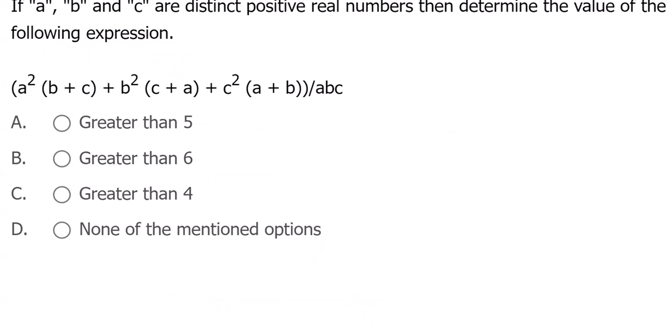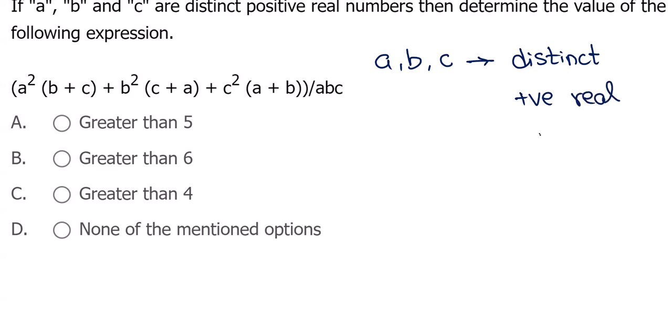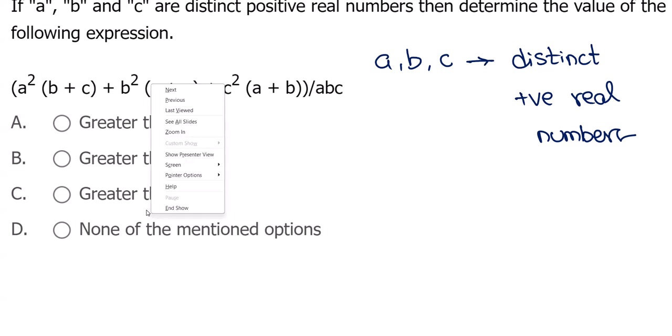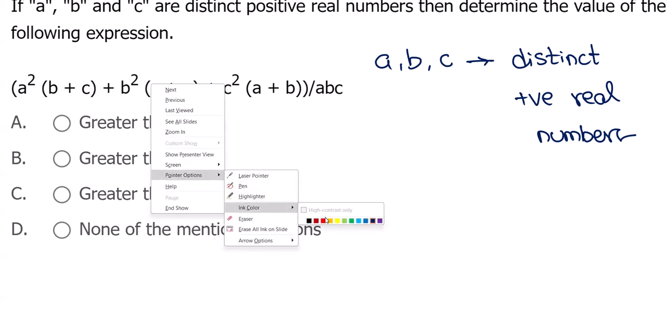Now see this question. A, B, C. Distinct means different. Distinct, different, positive, real numbers. Now the question is regarding which of the options are possible. If you take any positive real numbers in place of A, B, C, calculator not allowed. Keep in mind that. So try with small values instead of going for bigger ones.